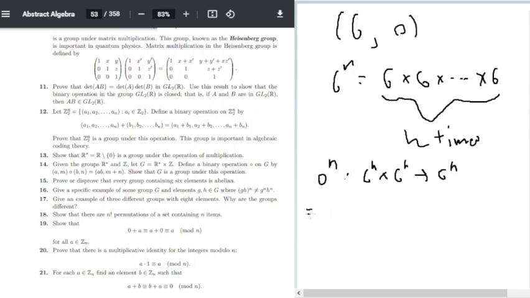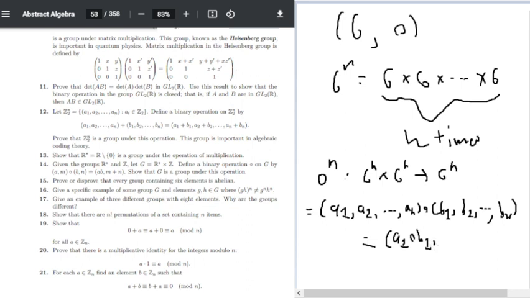by (A1, A2, all the way up to An) composed with (B1, B2, all the way up to Bn) equals A1 composed with B1, on and on up to An composed with Bn. Then G^n with circle n is a group.